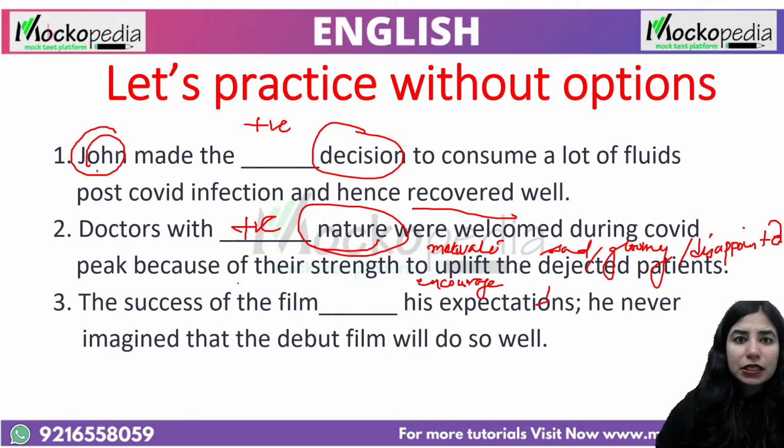Now, take a look at the third sentence. The success of the film dash expectations. He never imagined that a debut film will do so well. So, this is a semicolon, and semicolon separates two complete ideas. So this is how this punctuation is used. So you see what did the film do? I mean, how did the film perform? The success of the film, and how did the expectations work for the film?